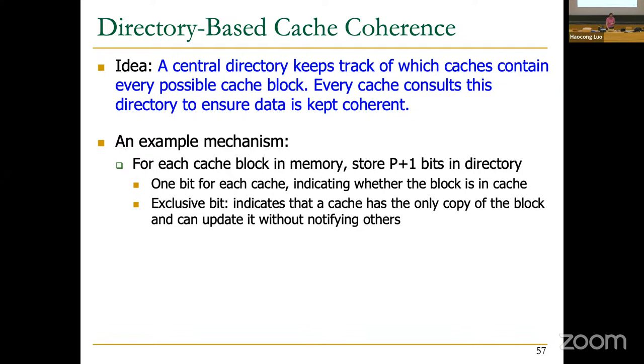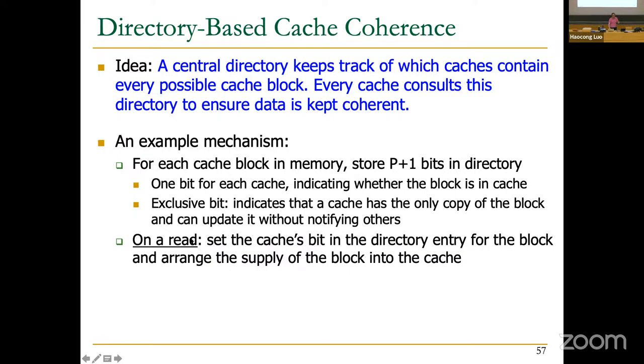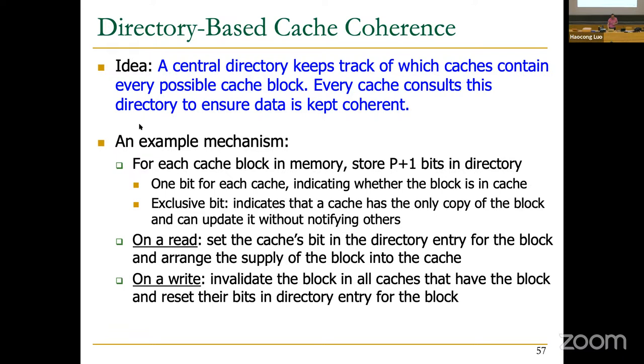On a read, the cache sends a message to the directory, and the directory sets the cache's bit in the directory entry for the block and arranges the supply of the block into the cache. If it was updated by some other processor, for example, it takes the data block from that processor and gives it to the processor that's reading it, right? And on a write, the directory makes sure that it invalidates the block in all caches that have the block and resets the bits of those caches in the directory entry for the block, because it's going to give the cache block to someone so that someone can update it, right?